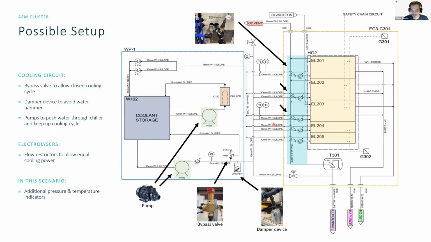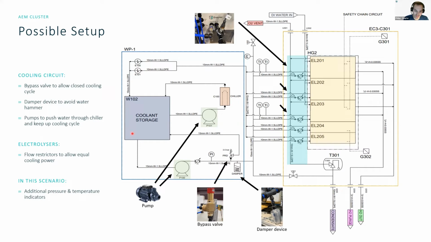And then what else? We have the damper device that I was already talking about. We have the bypass valve, which is here. And then, of course, we have the other interfaces like the H2 purge line, H2 outlet, and so forth that we were talking about before. So this is how your setup could look. Of course, you can make it more complex. Of course, you can make it easier.